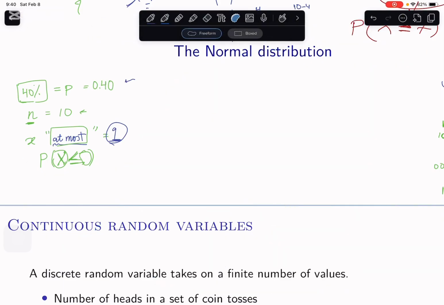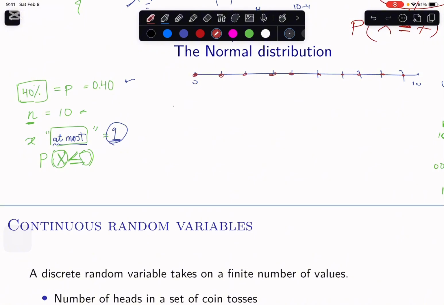Okay, so if they ask you the same question again: the probability is 40%, we have 10 individuals, and we want to know the probability that at most 9 people have this gene. Out of 10, from 0 till 10, we want to know the probability of achieving at most 9. So we want to know at 0, at 1, 2, 3, 4, 5, 6, 7, 8, 9. But we don't want to know at 10.